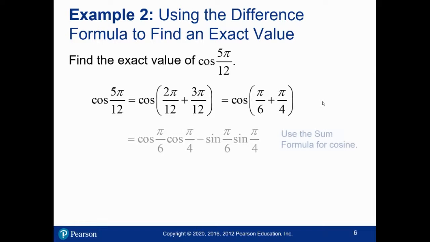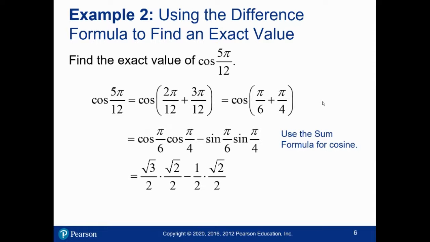Then the sum formula for cosine says cosine of the first, cosine of the second, minus sine of the first, sine of the second, all of which we know. And that simplifies to 1/4 times the square root of 6 minus the square root of 2. Again, we now have an exact value. This is not a calculator approximation. This is flat out exactly what the result is. This is the cosine of 5 pi over 12.